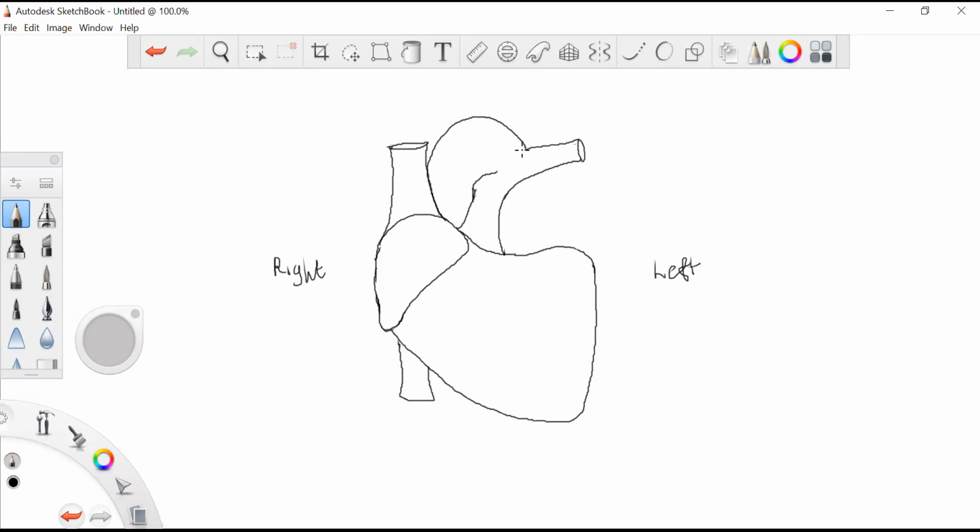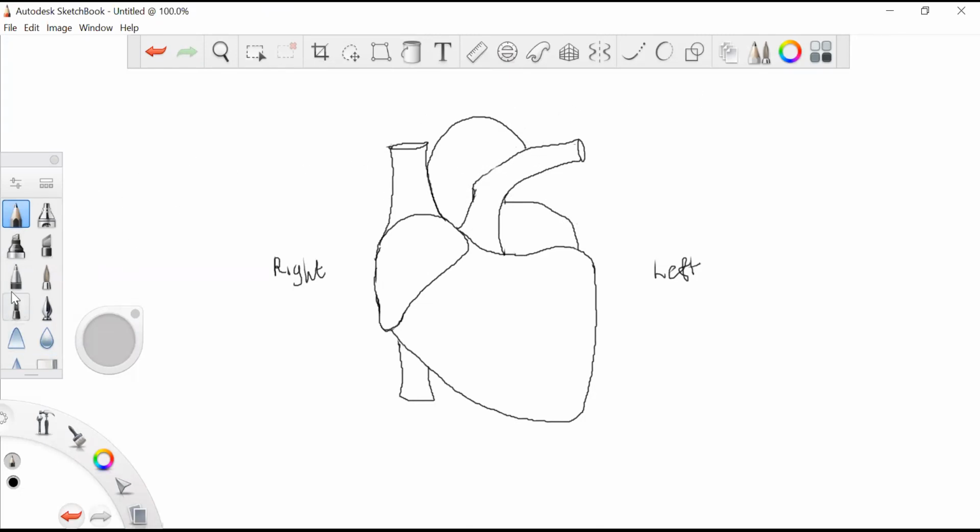All right. Okay, next we're going to draw a bump. This one would be your left auricle. Put down here. Okay, right.